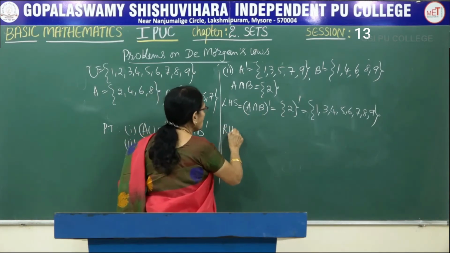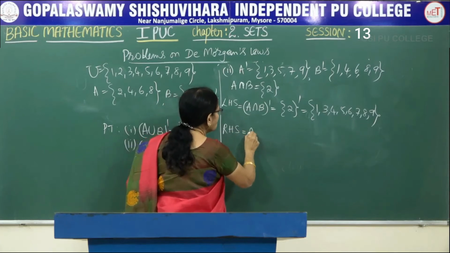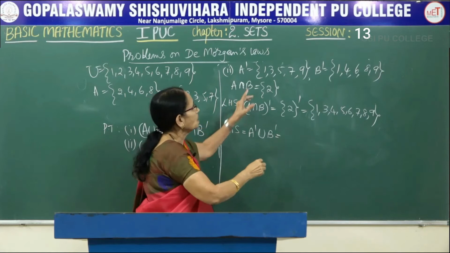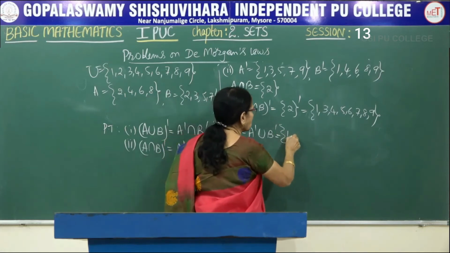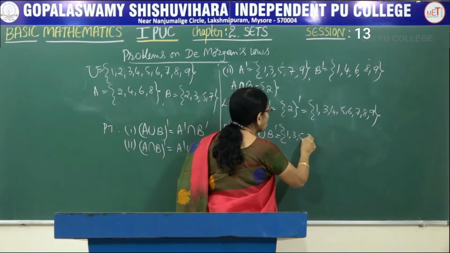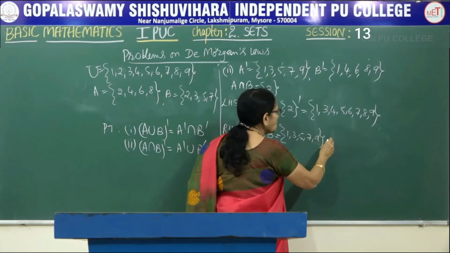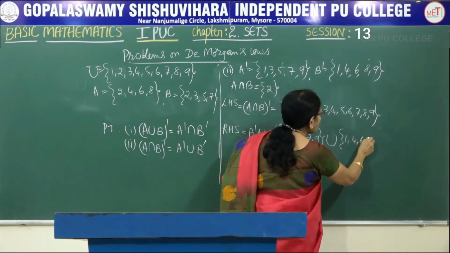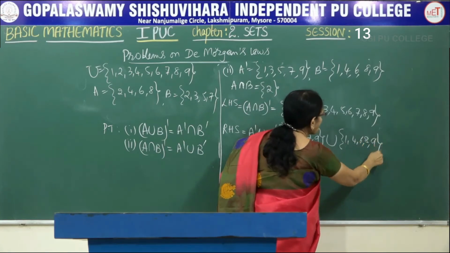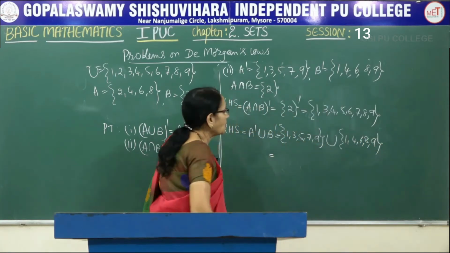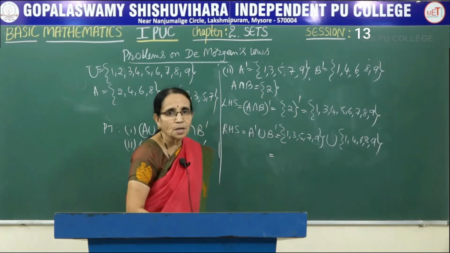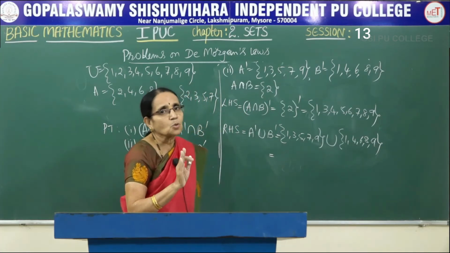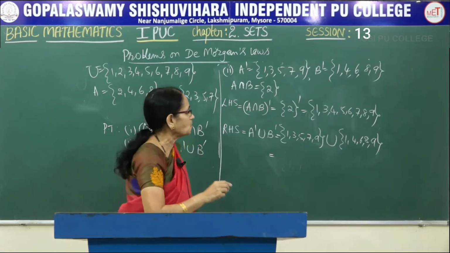Now come to the right hand side. That is A dash union B dash. What is A dash? We have already calculated. It contains 1, 3, 5, 7, 9, union 1, 4, 6, 8, 9. Now repeatedly I am telling you, in the case of union, if the terms are repeated, no need to write 2 or 3 times, only 1 time it would be enough.